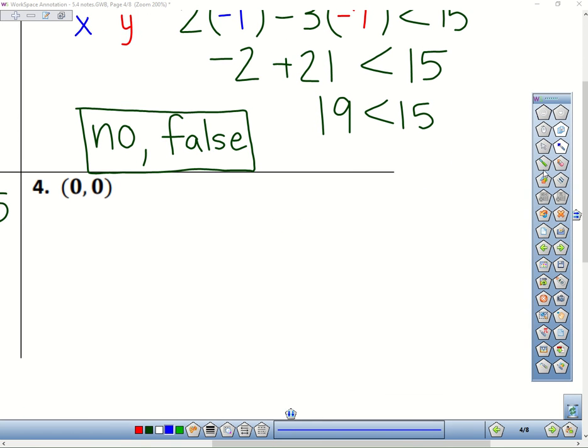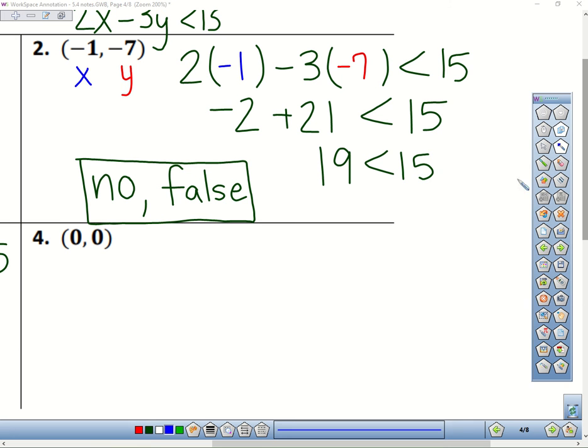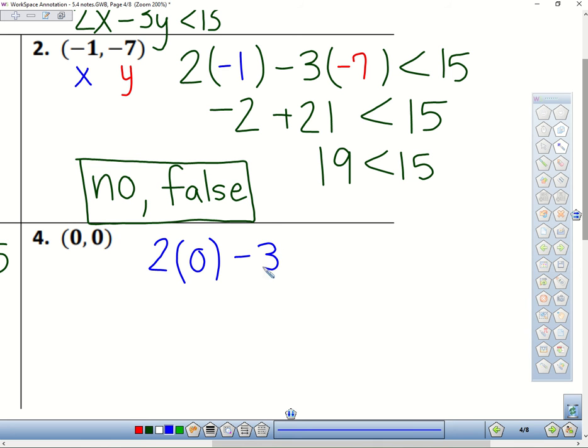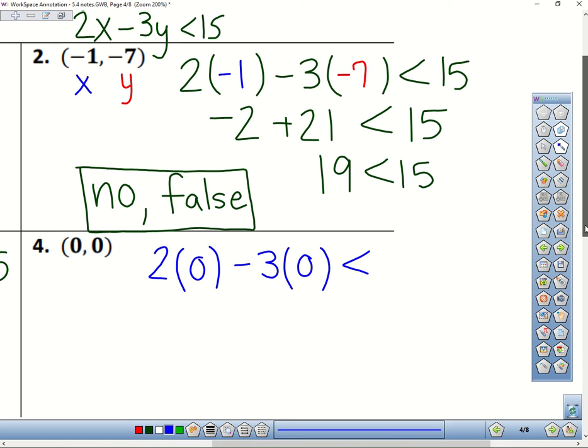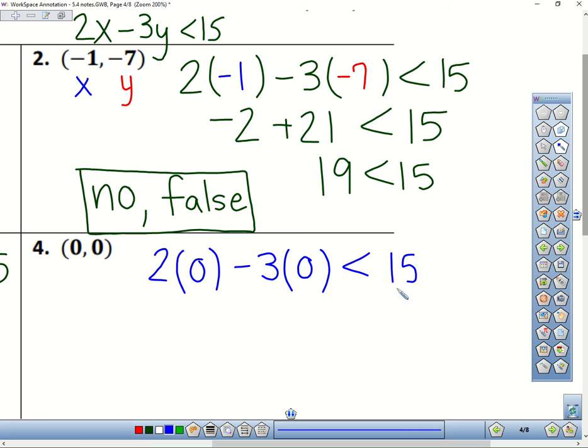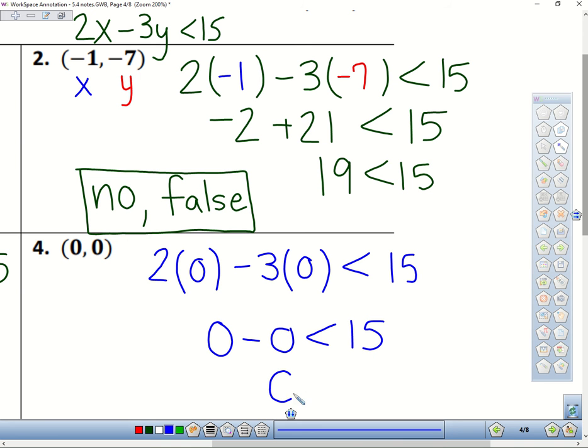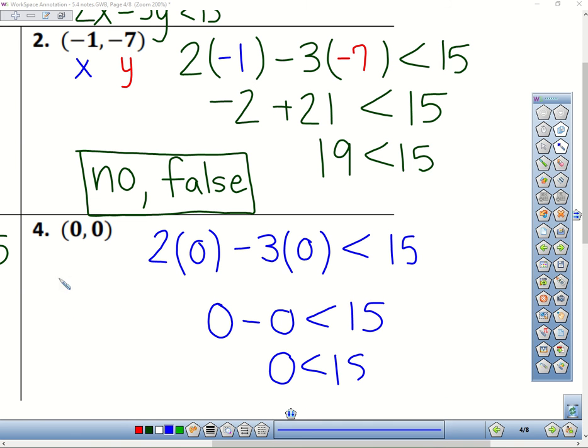All right. Next one we're looking at is 0, 0. So we're going to take our inequality and we're going to plug in 0 and 0. So 0 times 2 is what? 0. Good. So we have 0 minus 0 is less than 15. What's 0 minus 0? 0. So is 0 less than 15? Yeah. So this one is true, yes.